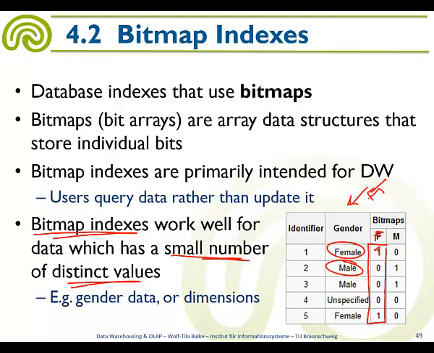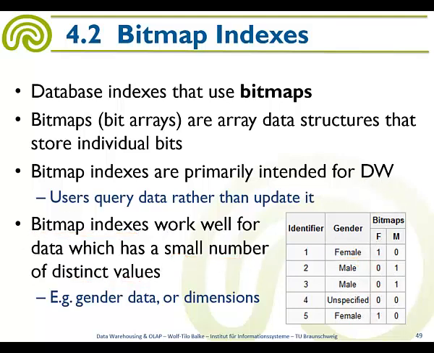In the first row, the customer was a female, you put a 1. In the second row, the customer was a male, it's a 0. The third row, male, 0. Unspecified, still not a female. Fifth row, it's a female. And you create a bitmap for every distinct value that you have for the different dimensions.